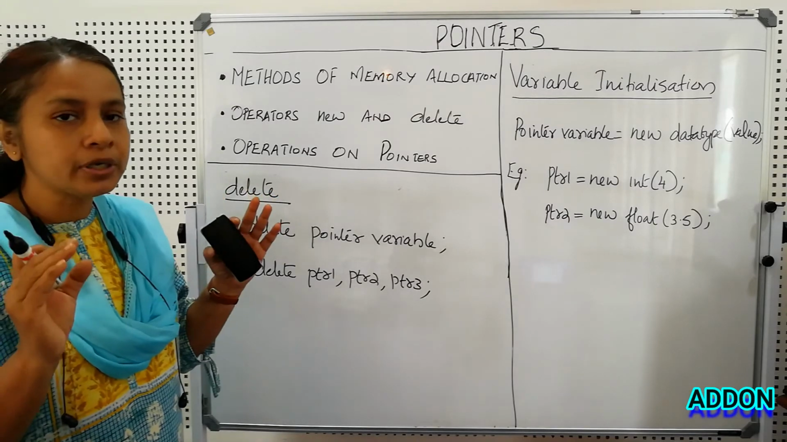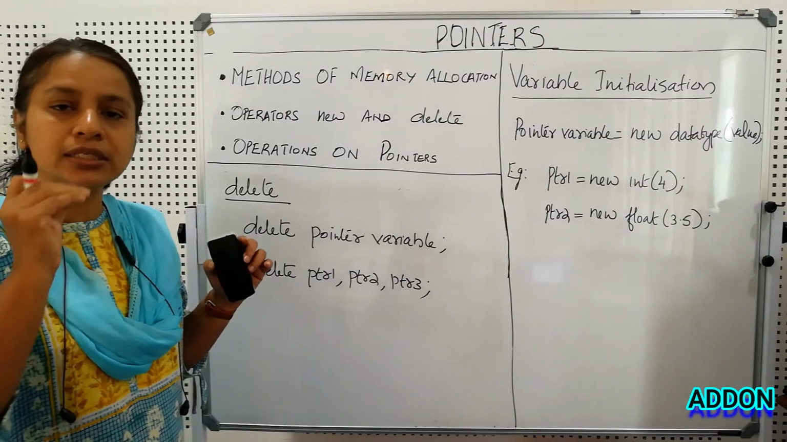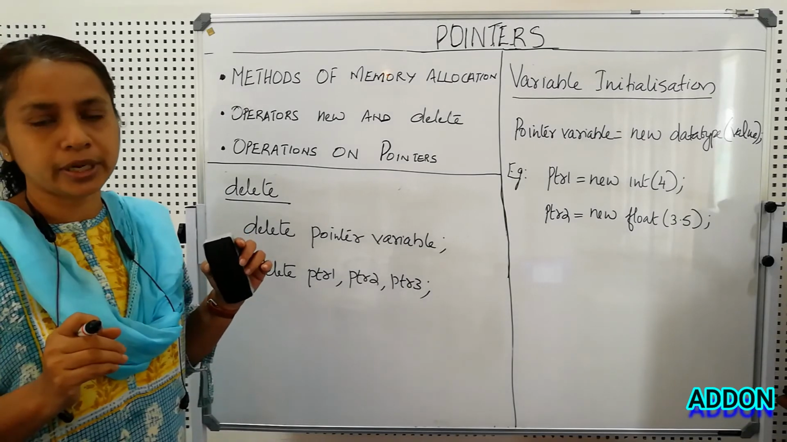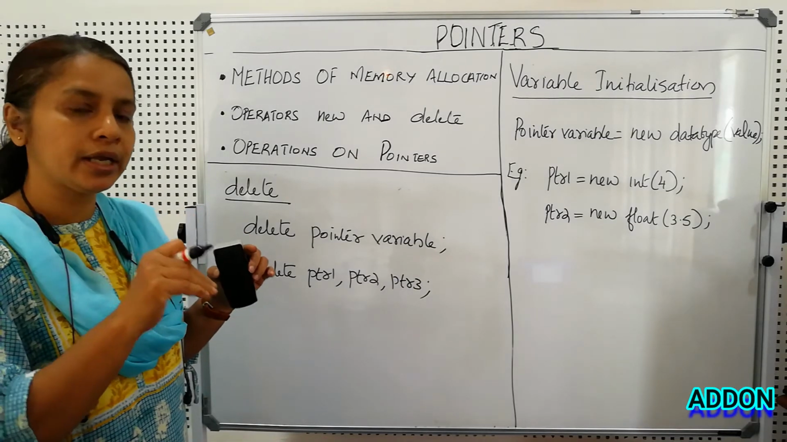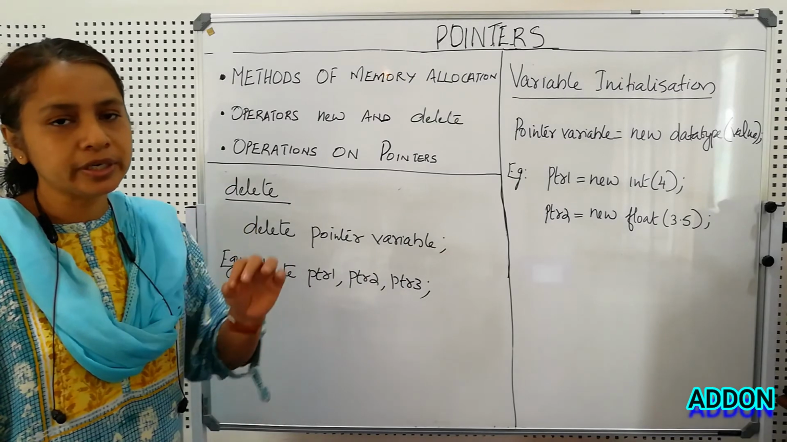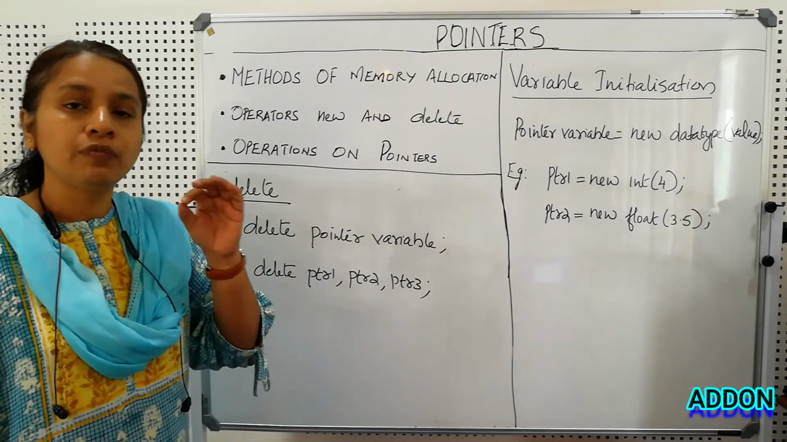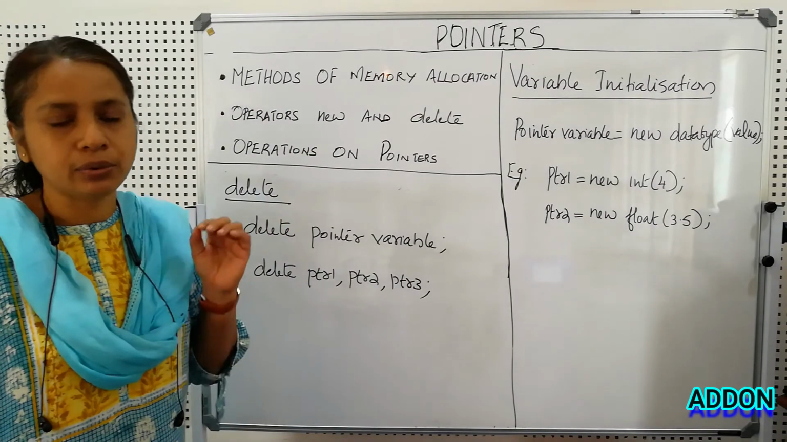So the important point to be noted in the case of dynamic memory allocation is that if I am allocating the memory using the new operator, that allocated portion of memory should be deallocated using the delete operator. Otherwise, a situation known as memory leak will occur in the case of dynamic memory allocation.